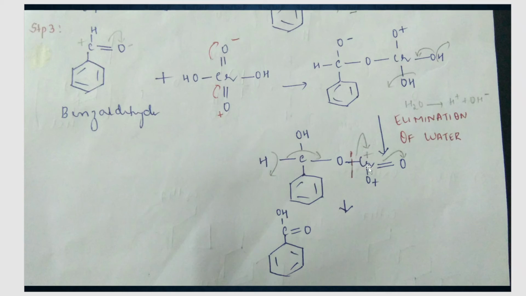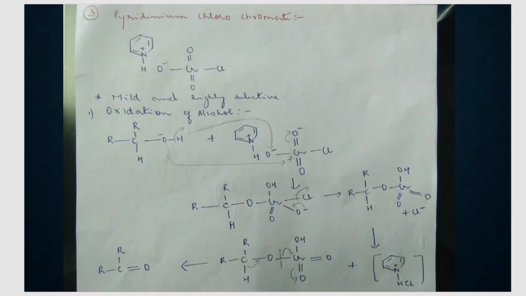So what is happening in this step? Like all previous reactions, there is a cleavage of the oxygen metal bond over here. So we get benzoic acid. This is the entire mechanism of this reaction. Next, under chromium salts, we have pyridinium chlorochromate.